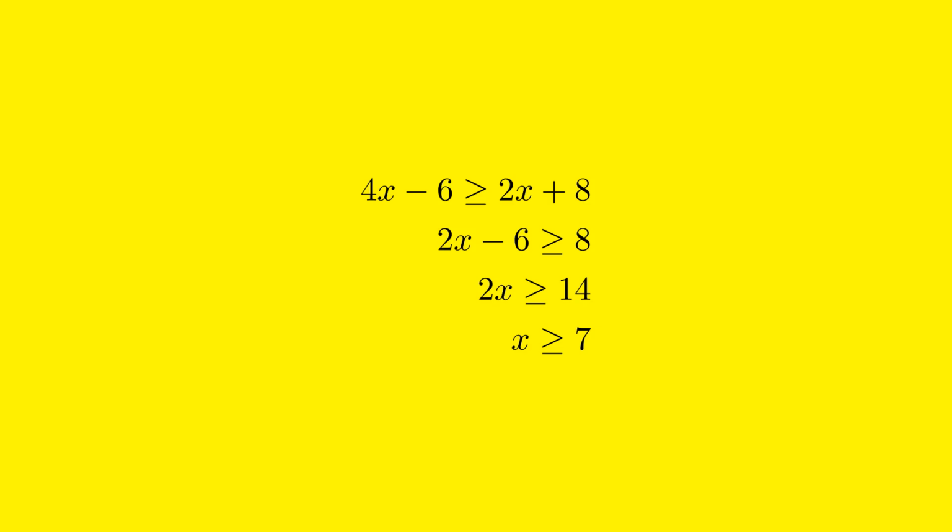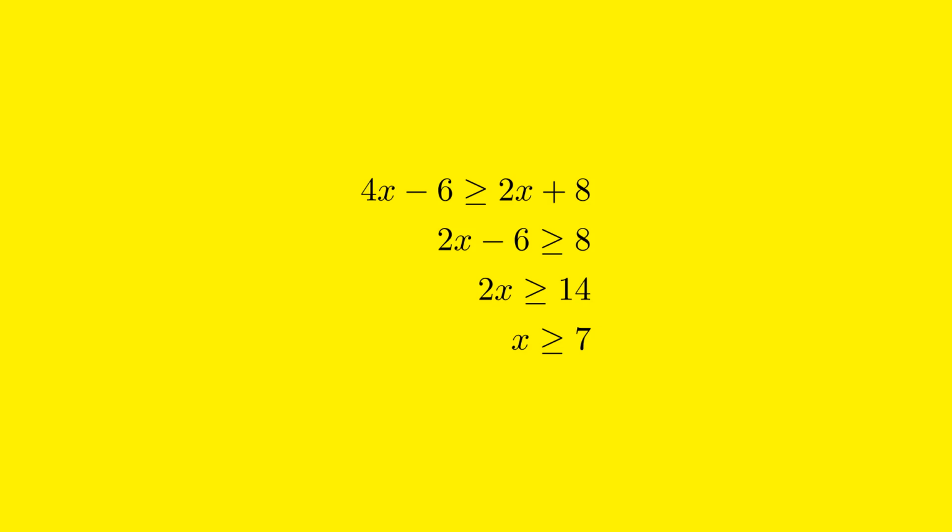Our first step will be to eliminate the 2x from the right side of the inequality. To do this, we subtract 2x from both sides. This leaves us with 2x minus 6 greater than or equal to 8. In our next step, we need to get rid of the minus 6 from the left side. To do this, we add 6 to both sides to keep it balanced. The new inequality then becomes 2x greater than or equal to 14.